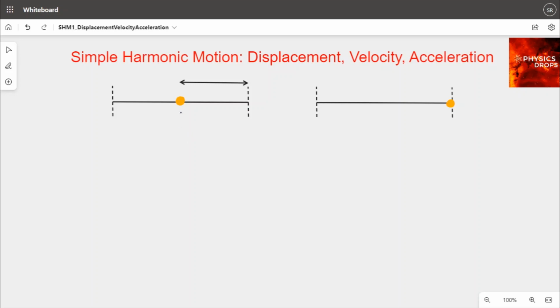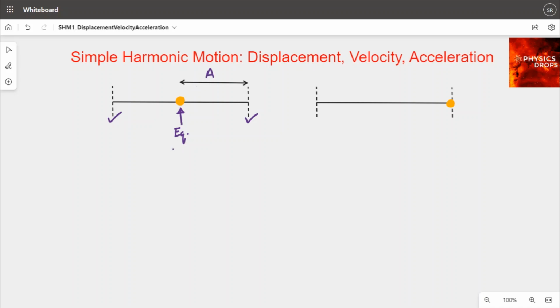Okay, so let's take the case of simple harmonic motion of an object as shown by the yellow dot here. This is the equilibrium position of the object. It moves to the right all the way to the dotted line shown here, the extreme position, and comes back, crosses the equilibrium position, moves to the left extreme, and comes back to the equilibrium position. This is one cycle, and it continues in simple harmonic motion in this fashion. This distance is called the amplitude.